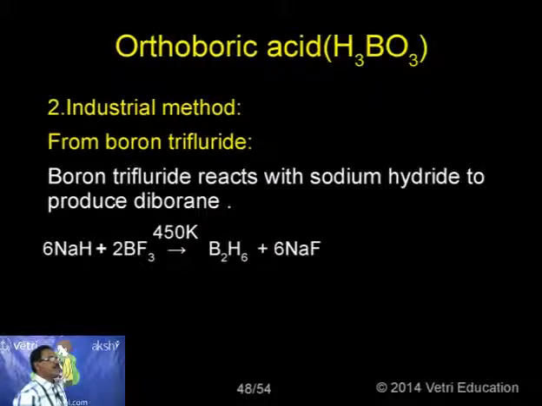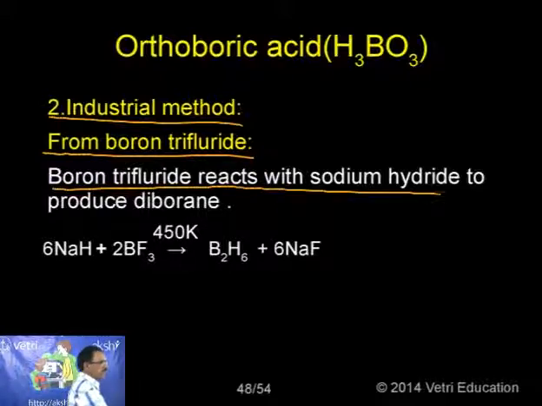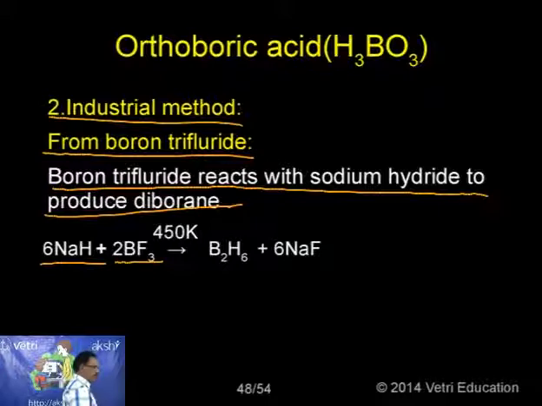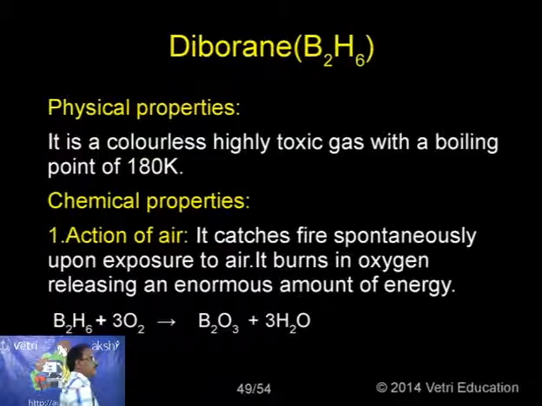Second, another industrial, commercial method. From boron trifluoride, we can prepare diborane on a large scale. Boron trifluoride reacts with sodium hydride to produce diborane. So 6 moles of NaH react with 2 BF3 at 450 Kelvin to produce B2H6 and 6 moles of NaF. So we are getting diborane again.